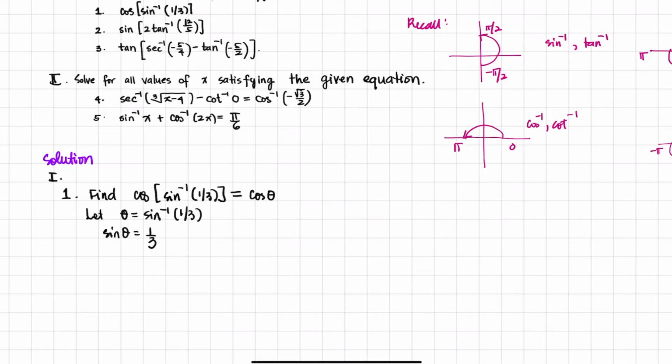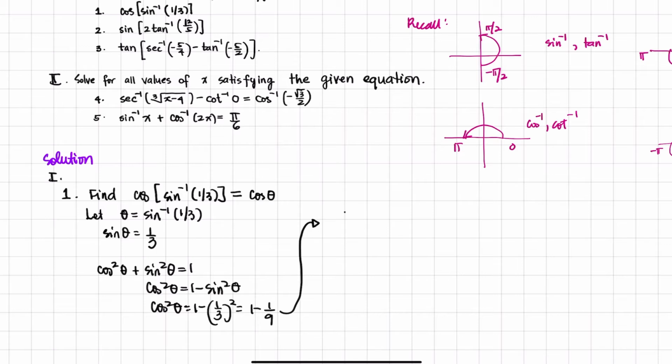Tama. So, gagamit lang tayo dito ng Pythagorean identity to find cosine. So, cosine square theta is 1 minus sine square theta. 1 minus 1/3 square. 1 minus 1 over 9. That will give you cosine square theta is, I think it's 8 over 9. Get the square root of both sides. Plus minus muna. Square root of 8 is 2 square root of 2. Square root of 9 is 3.